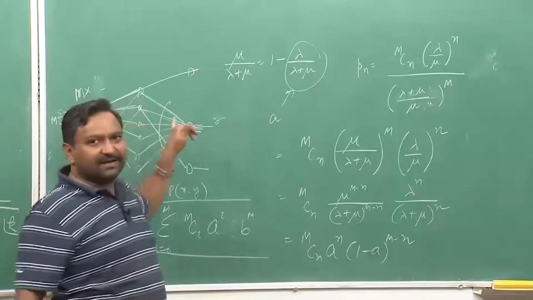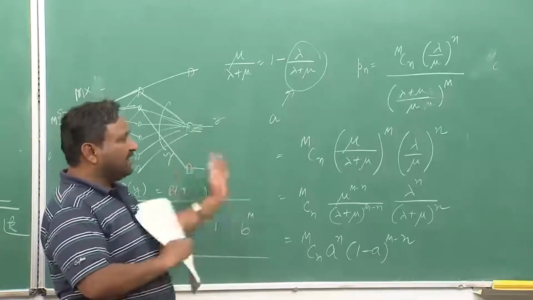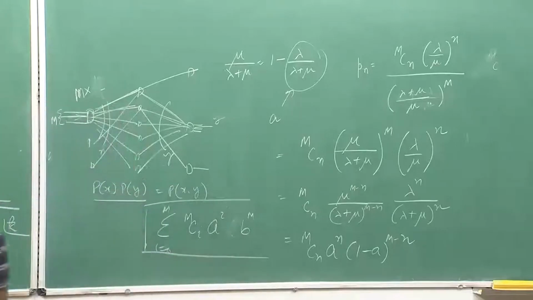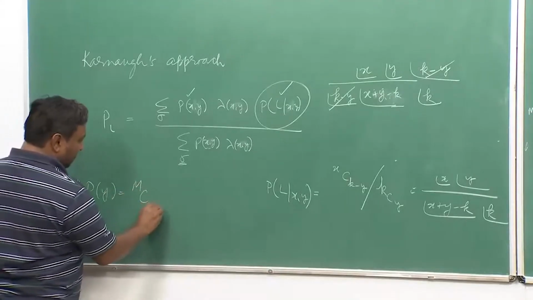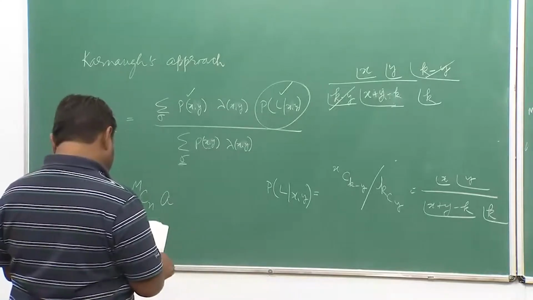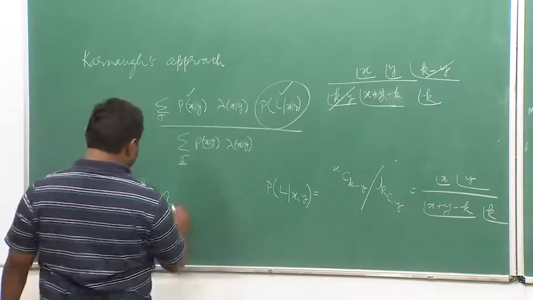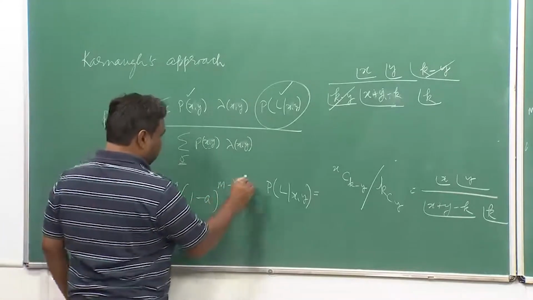Px is because of that. So, both are symmetric systems. So, Py has to be equal to Px and they both are independent. So, I can write down Py also as MCN, A raised power n, 1 minus A, m minus n.